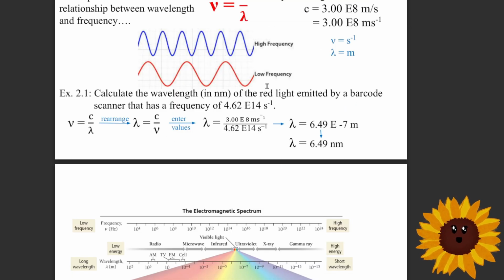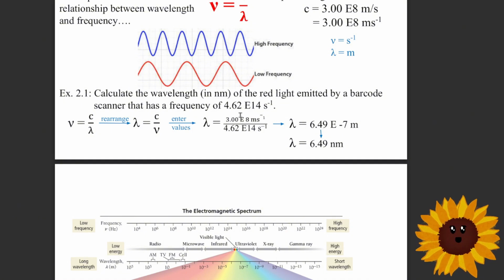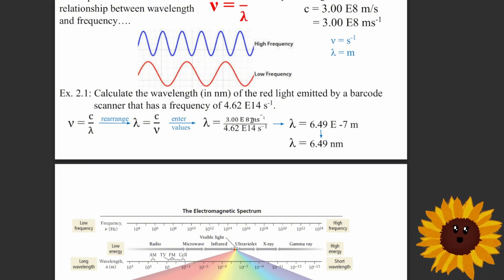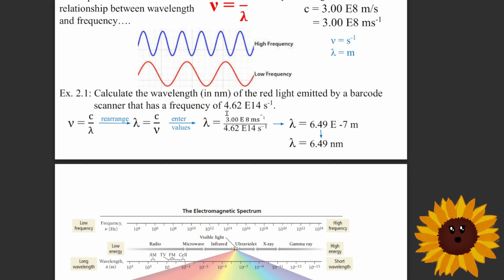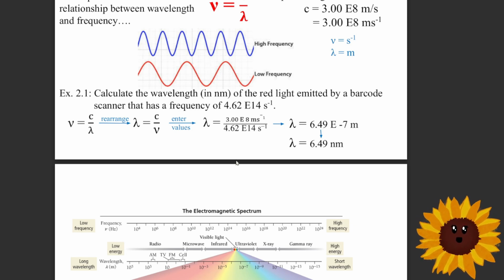So this is an example problem here, which I really urge you guys to do, and I urge you guys to even put in your own different values as well. Keep in mind that c is always going to be 3 times 10 to the 8. It is a constant, which means it is going to be constantly this number. So whenever somebody says constant, they mean it is going to be a specific number every single time.